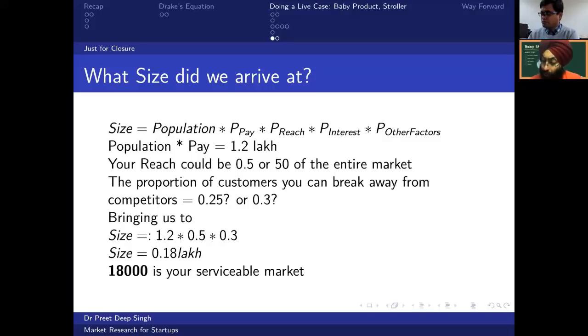By the way, the total amount comes to about 45 crores. 18,000 into 25,000 comes to about 45 crores, if I'm not wrong. Yeah, 45 crores, right? That is your total market. Is it worth your time?